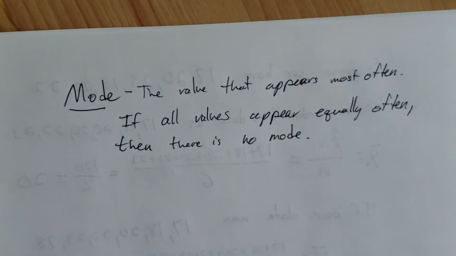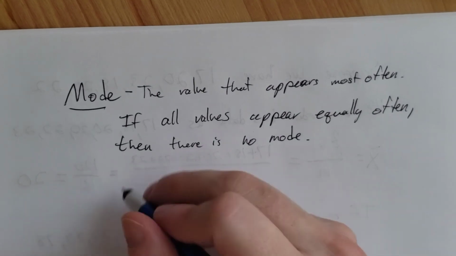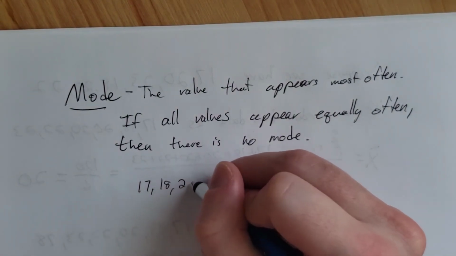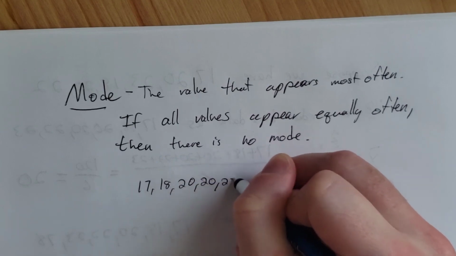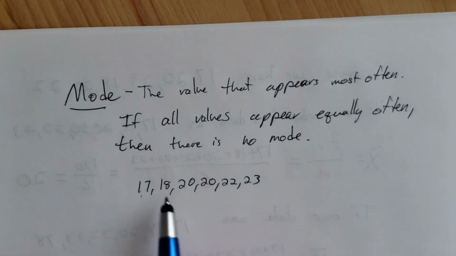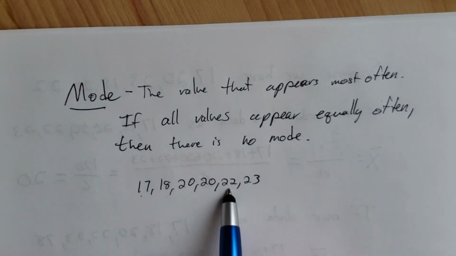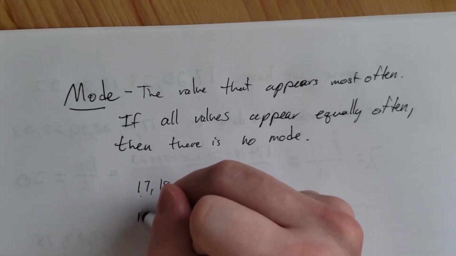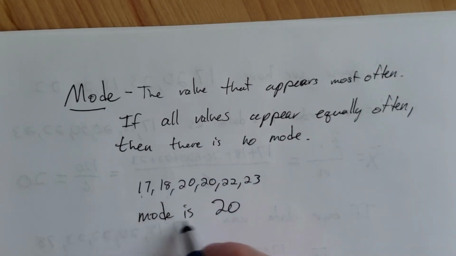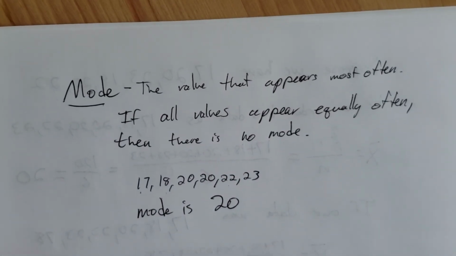Okay. So real quick, let's look at our previous example. We had the values 17, 18, 20, 20, 22, 23. So in this case, we have 17 showing up once, 18 once, 20 twice, 22 once, and 23 once. So our mode is 20 for this set of data.